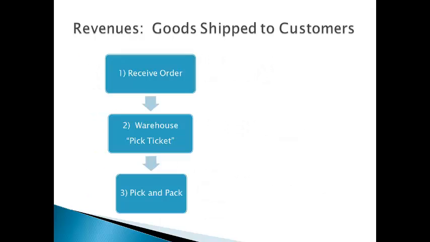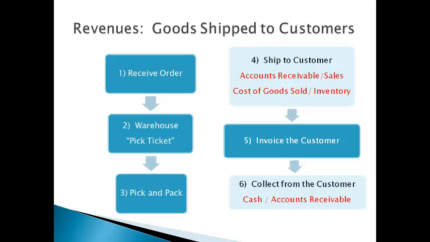Let's talk about what happens to ship goods to a customer. An order is received and entered into the computer system. The customer service rep enters the order, or the customer directly enters the order online. Next, the warehouse receives the order and prints a pick ticket that lists the customer information and the items that must be shipped to the customer. Warehouse personnel pick the items off the shelf and pack them in a box ready for shipping. When the package is shipped to the customer, warehouse personnel enter a ship confirm into the computer system.